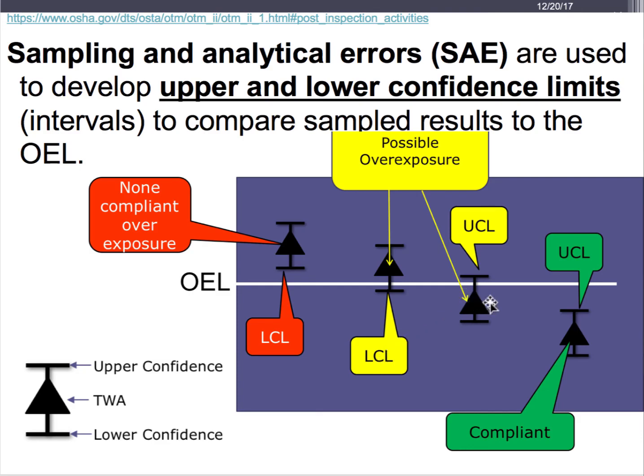And this is the one where we're more likely to make a mistake, because our time-weighted average would have come out below the occupational exposure limit. And when we put our standard analytical errors onto our time-weighted average, we can see that the upper confidence limit came out above 1, or above the OEL. And now we have a possible overexposure. This is the one that people are most likely to make the error on, and we'll do some math so you can further understand it, but I think this visual representation starts to get us anchored.